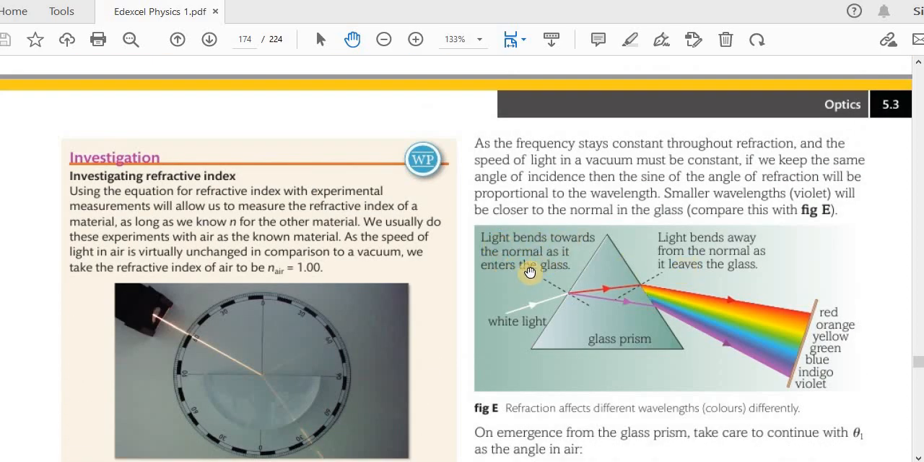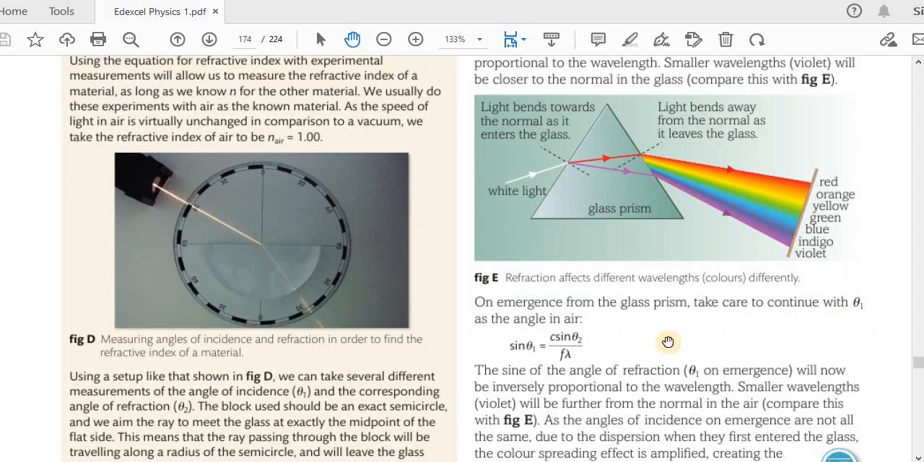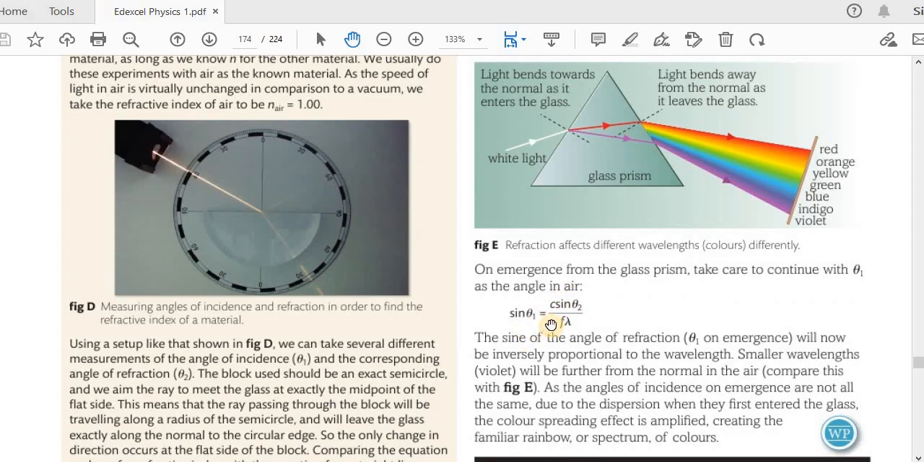Light bends towards the normal as it enters the glass. So here refraction occurs, and then dispersion also occurs here. Light bends away from the normal as it leaves the glass. So that is here, and here light bends away from the normal. By the way, these dashed lines are the normals. On emergence from the glass prism, take care to continue with theta1 as the angle in air. So sin theta1 equals this.